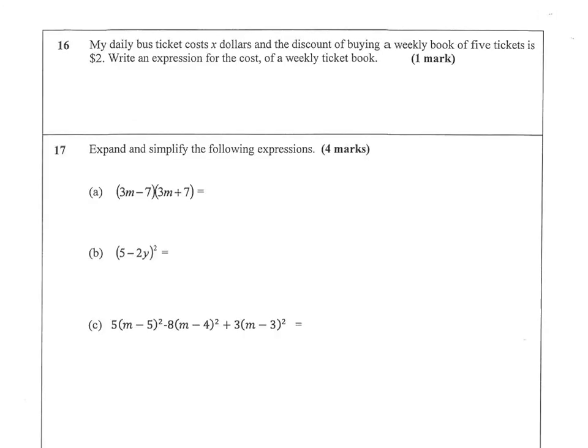Okay, bus ticket costs X dollars. If you buy 5, you get a discount of 2. So 5 of your bus tickets, take away 2.